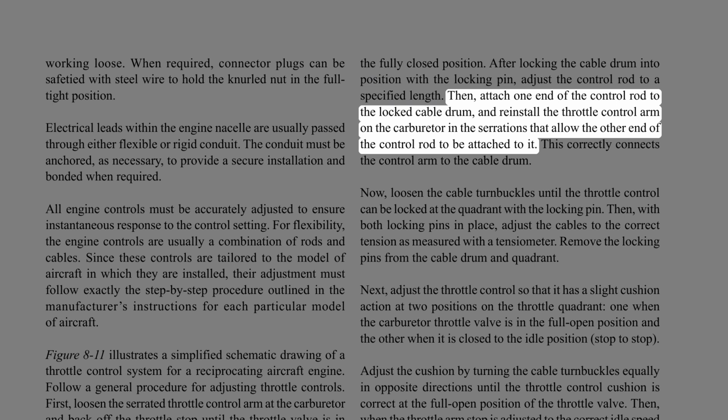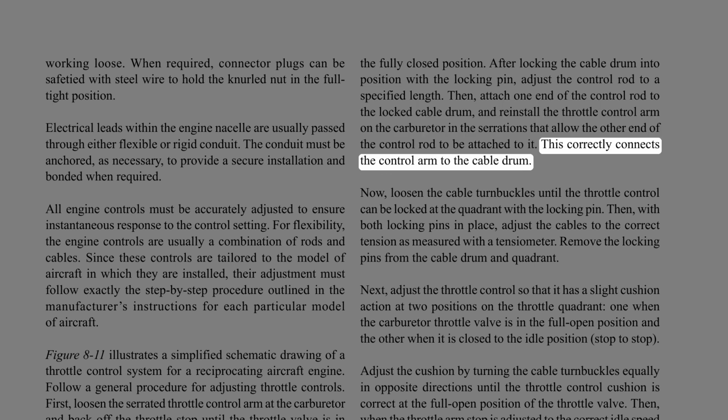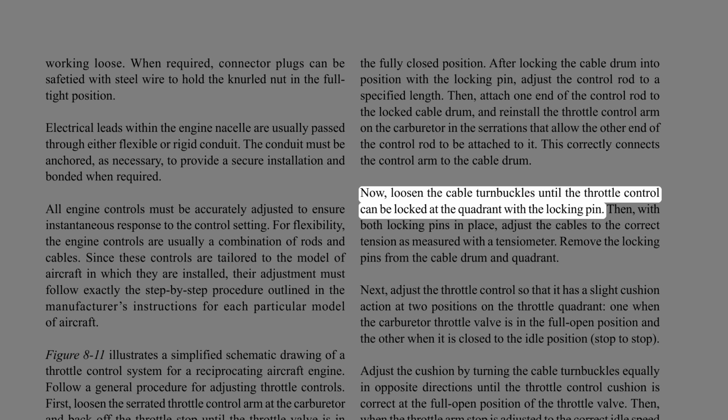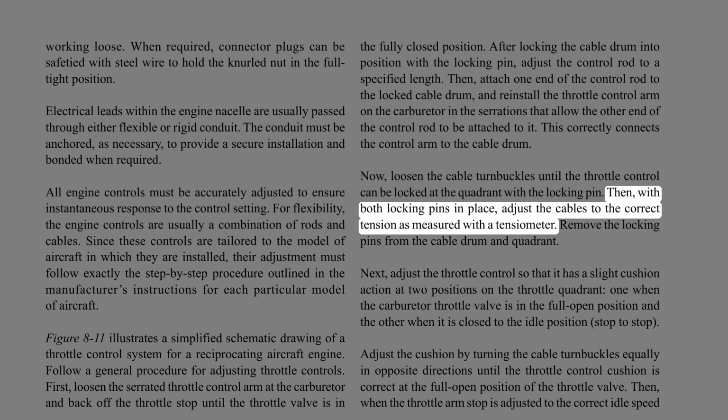Then, attach one end of the control rod to the locked cable drum, and reinstall the throttle control arm on the carburetor in the serrations that allow the other end of the control rod to be attached to it. This correctly connects the control arm to the cable drum. Now, loosen the cable turnbuckles until the throttle control can be locked at the quadrant with the locking pin. Then, with both locking pins in place, adjust the cables to the correct tension as measured with a tensiometer.